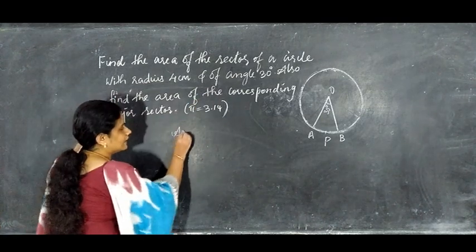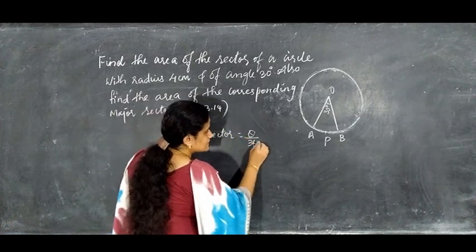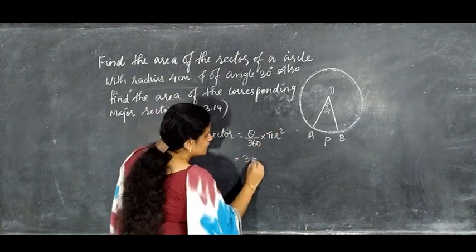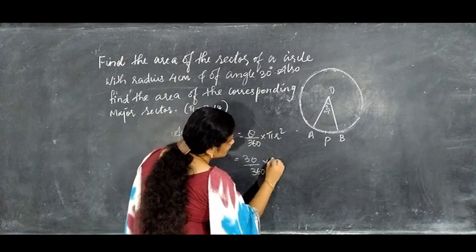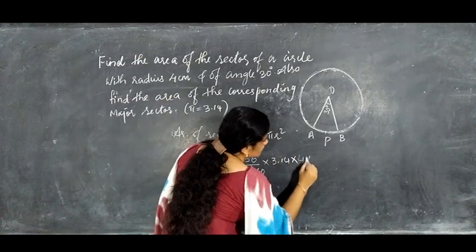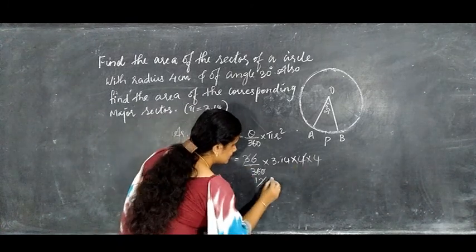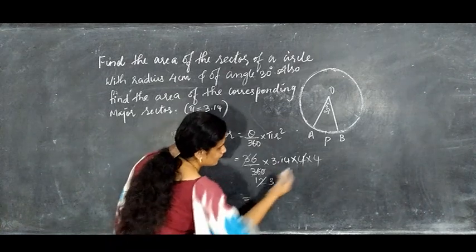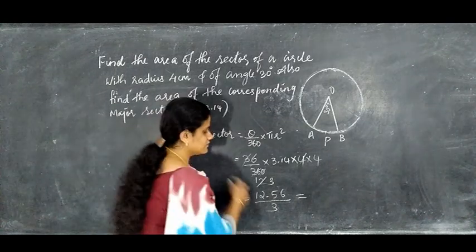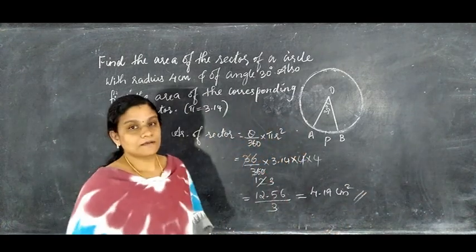So what is the formula? Area of sector is equal to theta by 360 into pi r square. Now what is theta? Yes, 30. 30 by 360 into 3.14 into, what is the radius given to us? 4. 4 into 4. Now 0, 0 got cancelled. 3 and 36, 12 times. 12 and 4, 3 times. If we multiply, what you will get? 12.56 divided by 3. If we divide, we will get 4.19 centimeters square. This is the area of the minor sector.